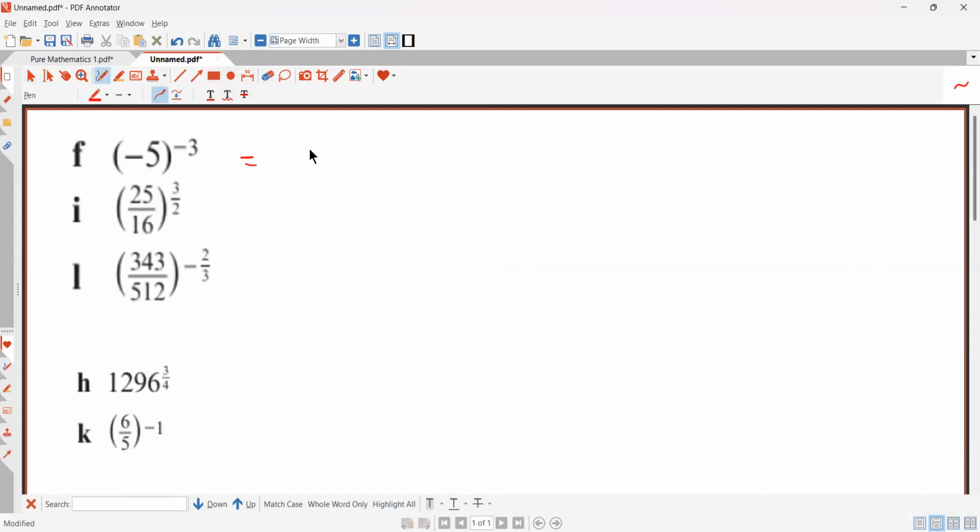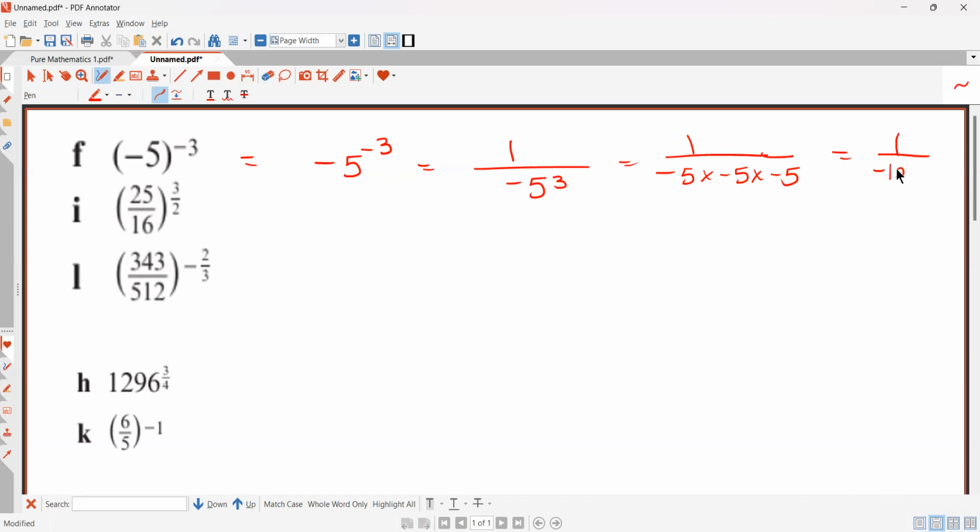Now regarding F, it's -5, right? Now, can we write this in the form of -5 raised to -3? Can I do this? So there can be two ways to do it. Can I do 1 divided by -5 cube? Because since it's -3 from numerator, it went to denominator. So -5 multiplied by -5 multiplied by -5. 5 times 5 is 25. 1 divided by -125.